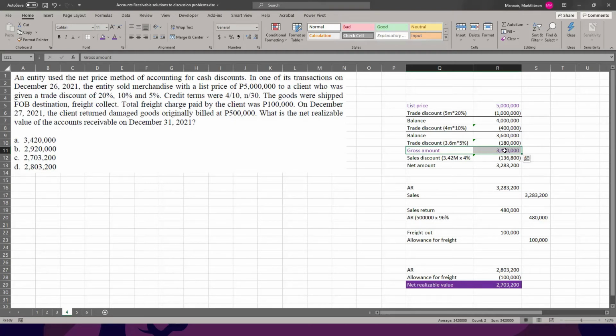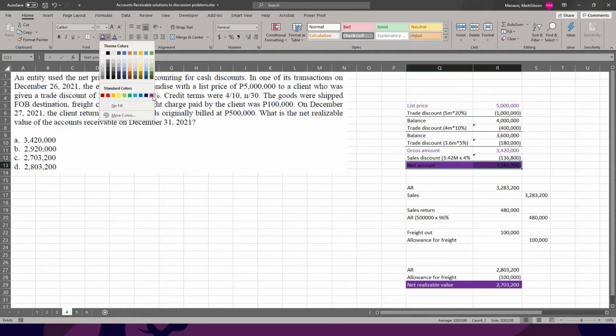So 3,420,000 multiplied by 4% or 136,800. Then you now have the total list price of 3,283,200. Pero tandaan, this is just the list price pa lang. Hindi pa yan yung requirement natin. So let me just highlight this one.